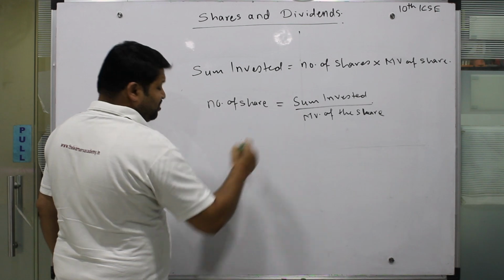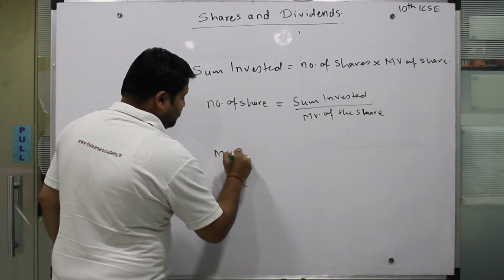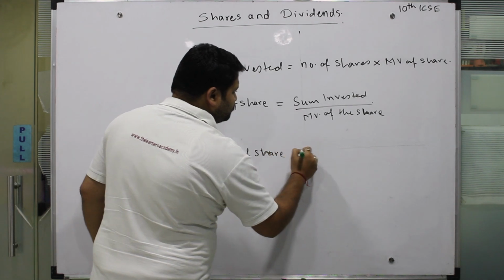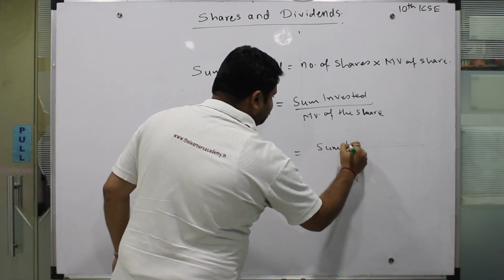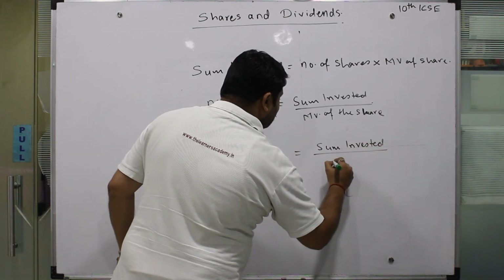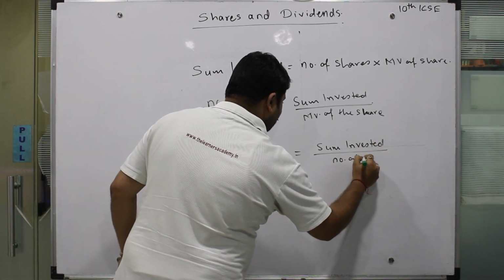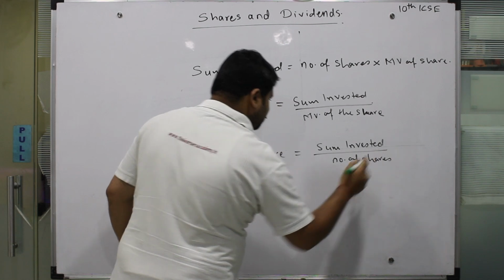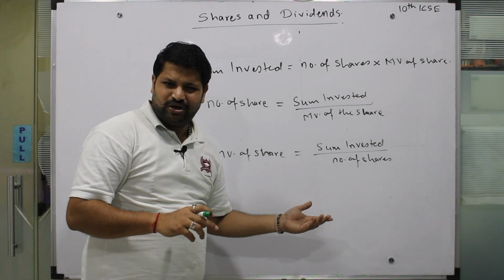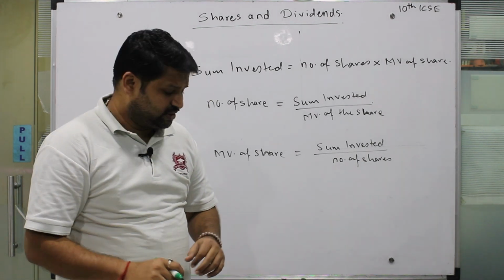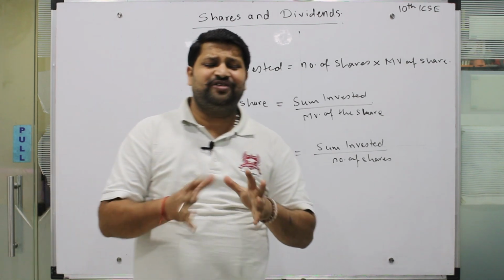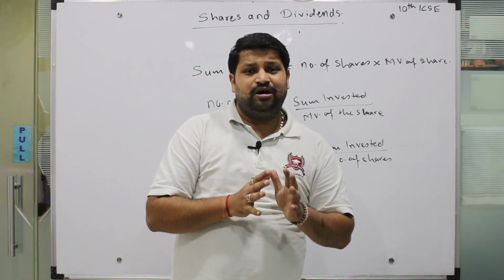और उसी जगह पे अगर मेरे को मार्केट वैल्यू निकालना है तो again sum invested divided by number of shares. ओके, तो एक ही फॉर्मूला जिसको अपन घुमा घुमा के यूज कर रहे हैं, pretty simple to understand. I hope you have understood majority of the things about shares.